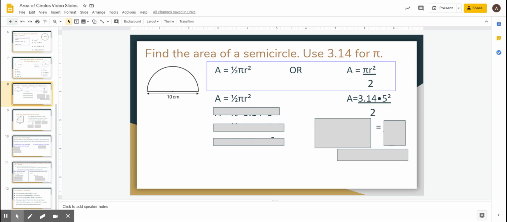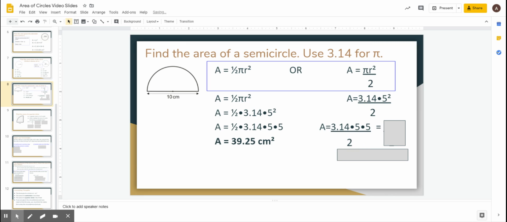So we have 1/2 times pi r squared, right? Normally the formula is pi r squared, but we're going to multiply it by half now. So we have 1/2 times 3.14 times 5 squared. That's the same thing as doing 1/2 times 3.14 times 5 times 5, which if you multiply all of that, you get 39.25 centimeters squared. On the other side, if we plug in 3.14 for pi, 5 for r, and then divide it by 2.